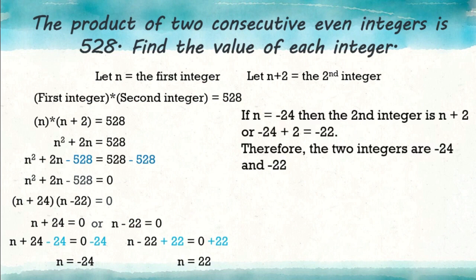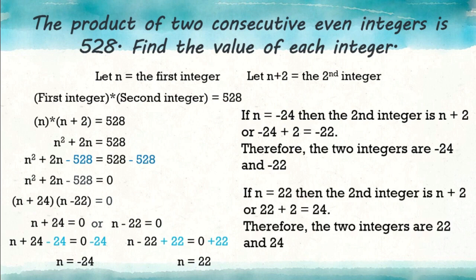So, if n is negative 24, then the second integer is n plus 2, or negative 24 plus 2 equals negative 22. Therefore, the two integers are negative 24 and negative 22. And if n is positive 22, then the second integer is n plus 2, or 22 plus 2 equals 24. Therefore, the two integers are 22 and 24.